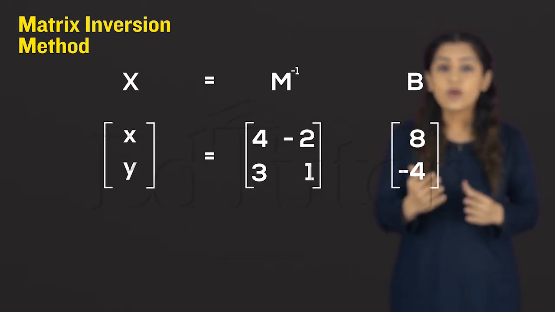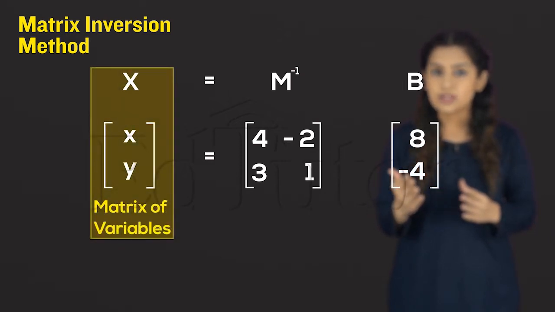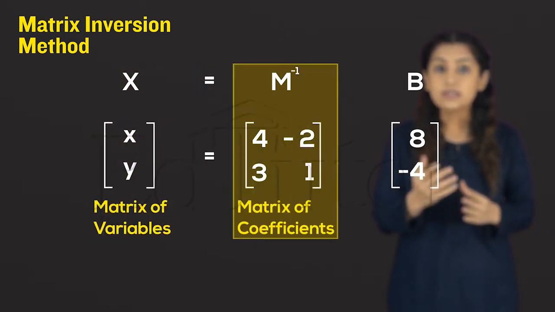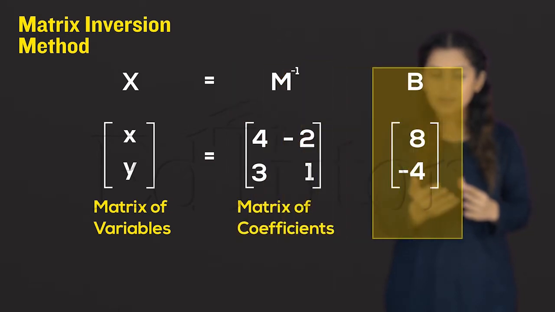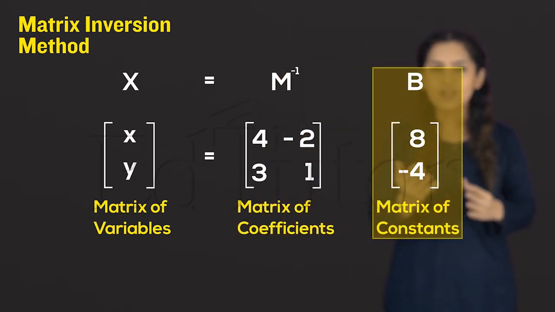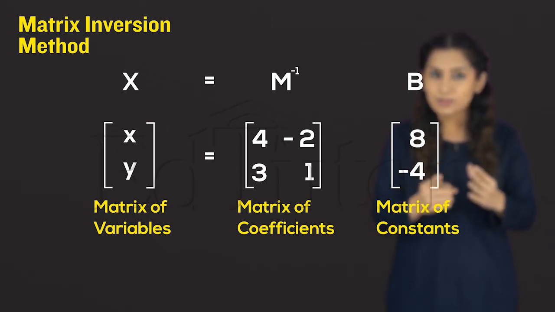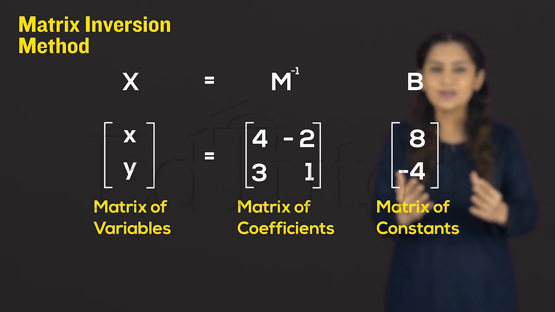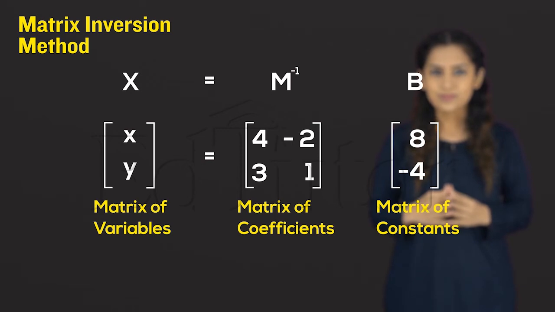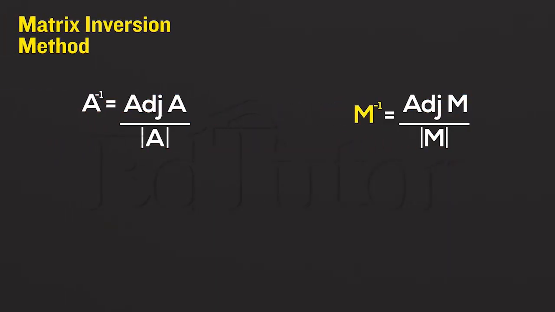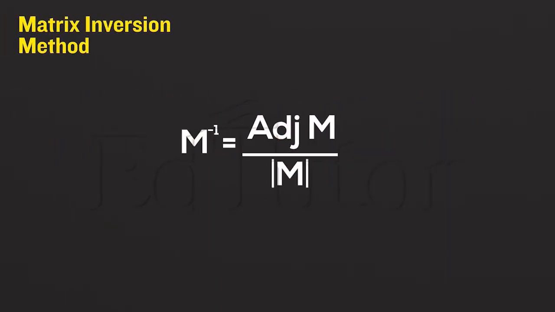This position in the formula is for the matrix of variables. The matrix of coefficients comes here, and this position is for the matrix of constants. Whatever label the matrices might have, always remember that their position decides the role they will play. We need to find the inverse of m first. For that, we need to find the determinant and the adjoint of m.